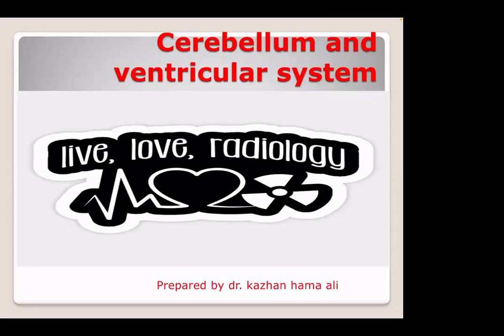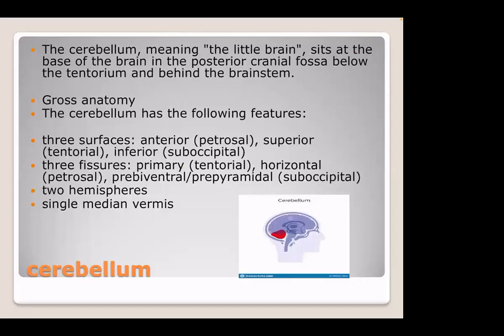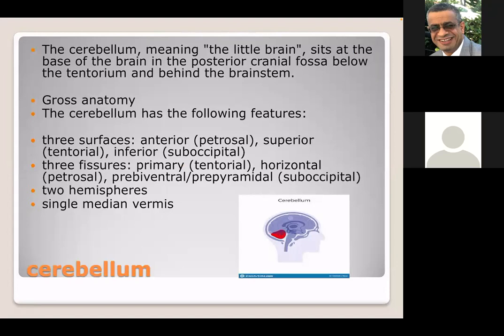Cerebellum and the ventricular system. First, we are starting with the cerebellum anatomy, which means the little brain. This is at the base of the brain in the posterior cranial fossa, below the tentorium and behind the brainstem.